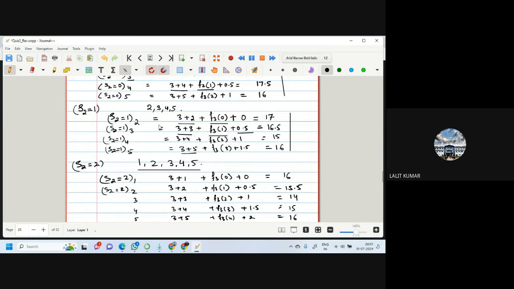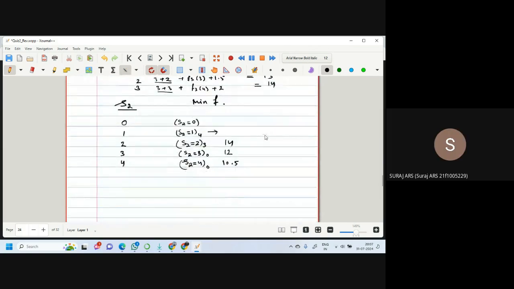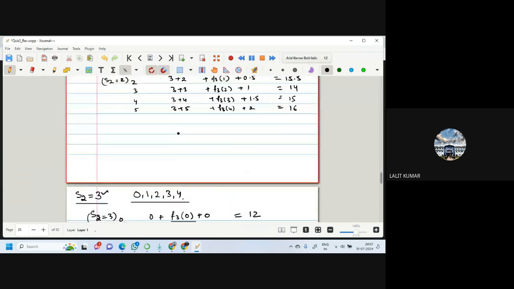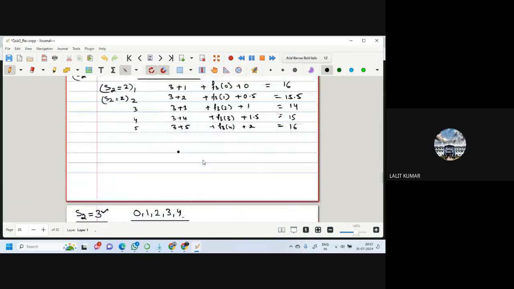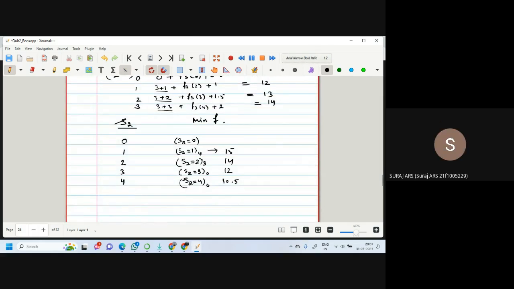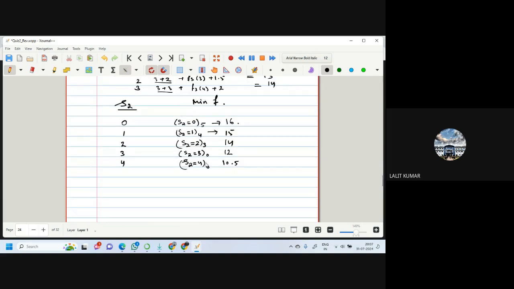S2 is equal to 1. Yeah. 14. No, it is 15. Yeah, 15. Okay. And S2 is equal to 0 is 16. And this is 5. S2 is equal to 0, 5, and value is 16. Yes. Now is the important, now is the easier part.